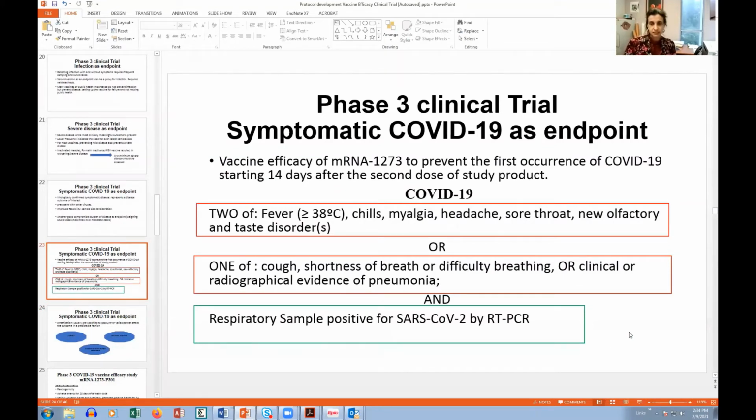So this is where we landed. The vaccine efficacy was to prevent the first occurrence of COVID-19 at 14 days after the second dose. And COVID-19 was defined by 2 of fever, chills, myalgia, headache, sore throat, new olfactory and taste disorders, or 1 if the patient has cough, shortness of breath, evidence of pneumonia. With RT-PCR positive, most of it is nasopharyngeal, but if they were admitted to the hospital and they got, for example, sputum or BAL that's positive by RT-PCR, that is also considered positive.